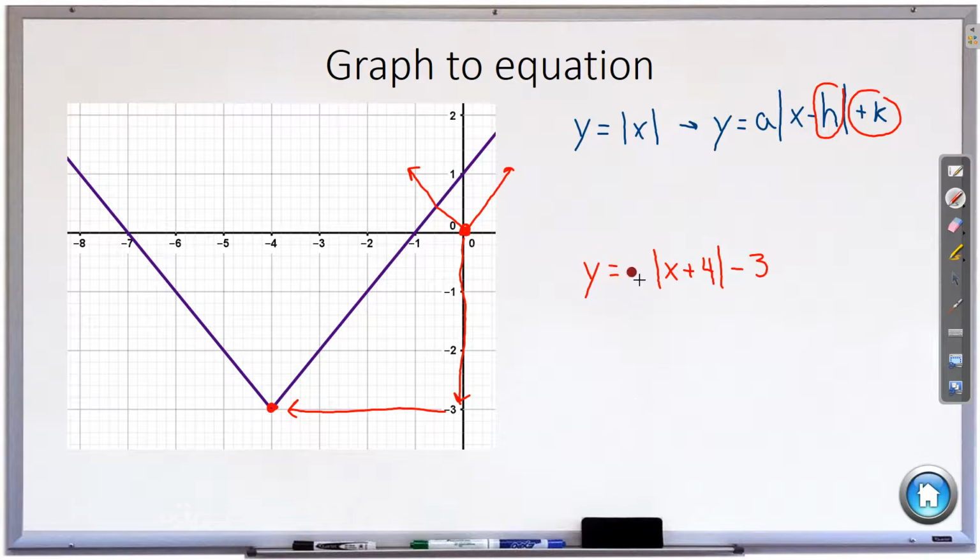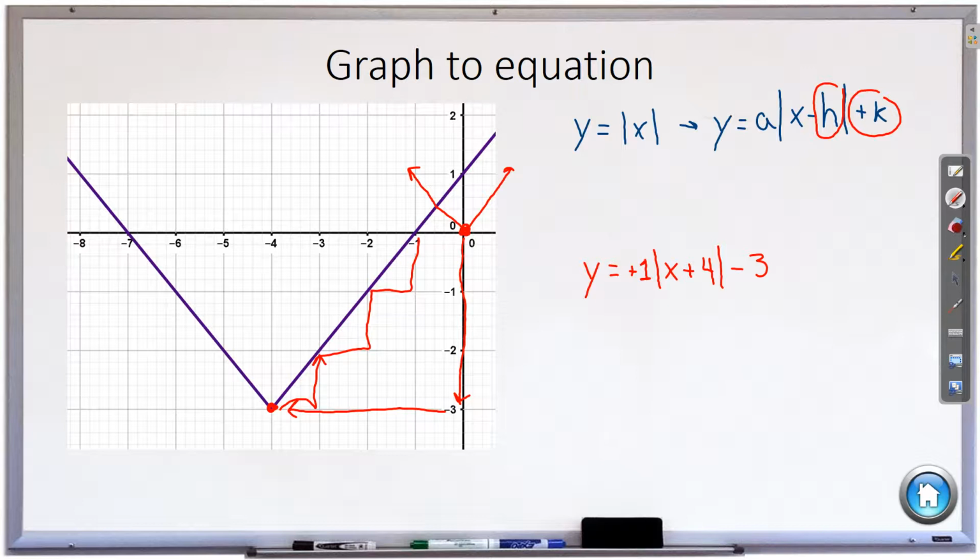All right, now our a value in the front. First, I see this v is going up just like it should, so it has not been reflected. So this number will be positive. Now the stretch and the shrink are a little hard to see. So one thing I want you to notice here is that this equation is still going over 1, up 1, over 1, up 1, over 1, up 1. The slope hasn't really changed at all, so technically there is no stretch, so that is just a 1.